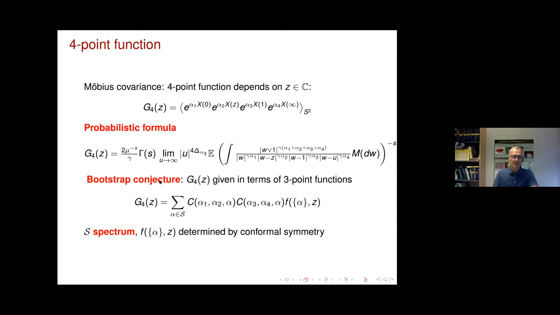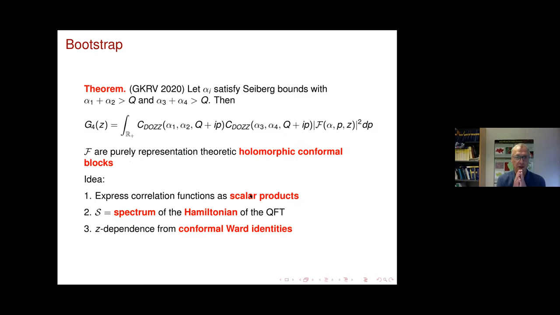The bootstrap conjecture is that this somehow should be given in terms of three-point functions, and in terms of a sum over the spectrum and some quadratic factors and coefficients. So here's the theorem, which is joint work with Rémy and Vincent and Guillermo. It says the following. Let the alphas satisfy the Seiberg bounds, and let me not go into why I make this assumption, but let's just assume that say alpha 1 and alpha 2 are bigger than Q, and alpha 3 and alpha 4 are bigger than Q. Remember, their sum has to be bigger than 2Q, so this is consistent with that.